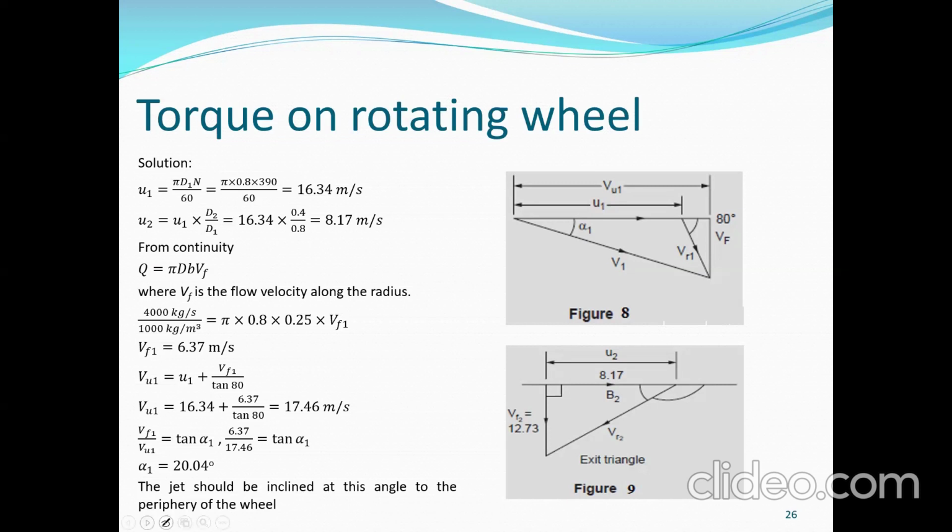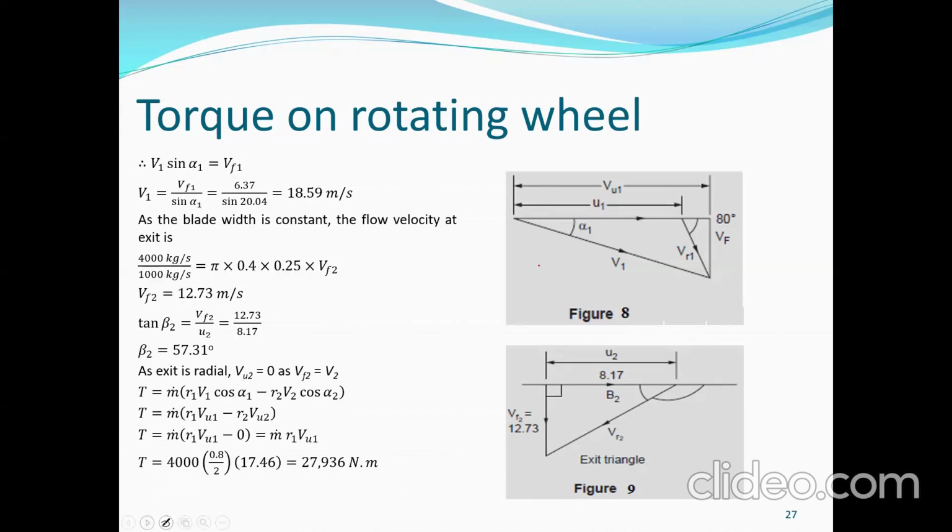Let's move closer. So this is Figure 8. Now, V1 sin alpha is equal to Vf1. So V1 is equal to Vf1 over sin alpha 1, which is 6.37 divided by sin of 20.04, which is 18.59 meters per second. So we have V1.